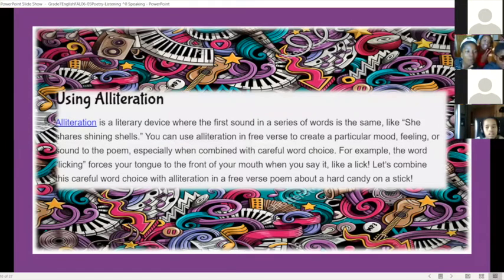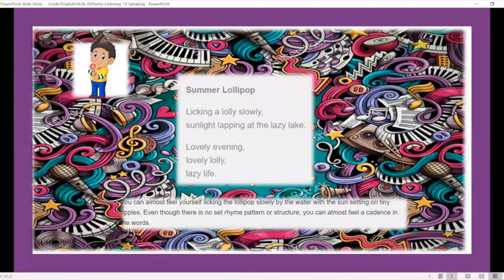All right. So look at this one. We kind of quickly went through this yesterday. Licking a lolly slowly, sunlight lapping at lazy lake, lovely evening, lovely lolly, lazy life. Now there's no rhyming words, there's no fixed pattern, not even really a structure, but it's still a verse and you can still feel it happening and you can still feel the flow of it. So what letter is the alliteration in this one? If you can type it up there with your fast little fingers. Which letter is being alliterated?